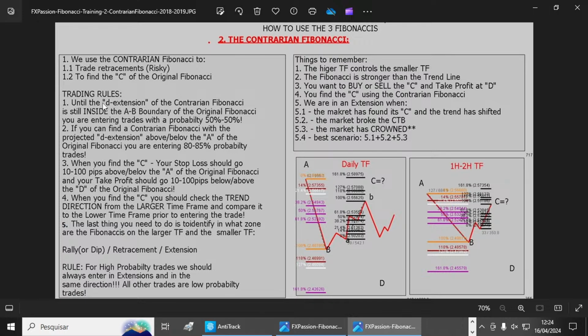Trading rules. Until the sub extension of the contrarian Fibonacci is still inside the capital AB boundary of the original Fibonacci, you are entering trades with 50-50% probability, it's random. If you can find the contrarian Fibonacci with the projected D extension above or below the A, like in this example, above the A on the 1 hour, 2 hour chart, you are entering 80 to 85 probability trades on the Fibonacci.